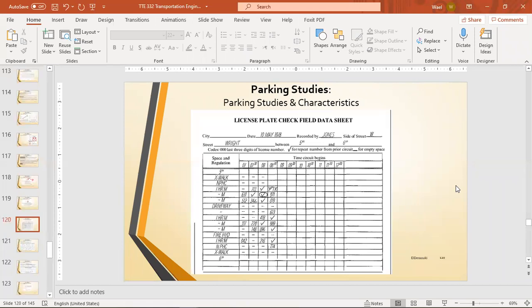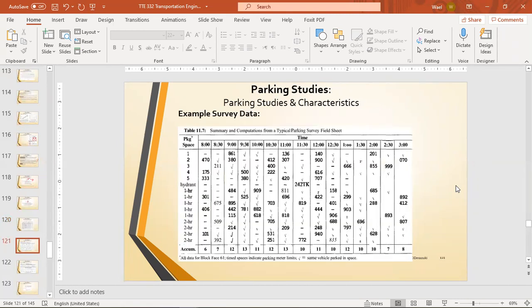That's an example of a license plate check field data for a parking study. As we can see here, we have a time span and we have parking spaces. Parking space 1 was empty from 8 to 8:30. From 9, it was occupied by vehicle 861, and in the second and third periods. Then here it was occupied for just 1 period by vehicle 136, for 2 periods by 140, and so on. You get the idea.